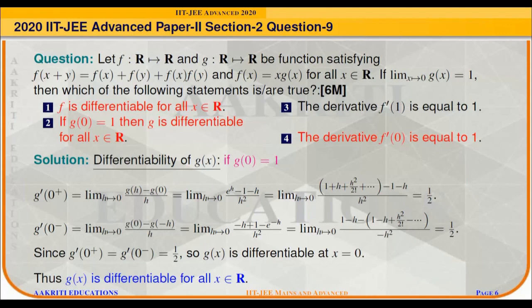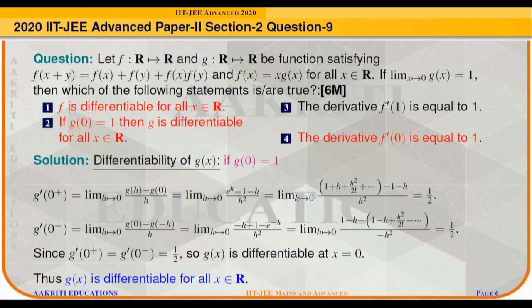Since both the left hand side derivative and the right hand side derivative at 0 are equal to half, g of x is differentiable at x is equal to 0. And thus g of x is differentiable for all x belongs to real numbers. Thus 1, 2 and 4 are the correct options.